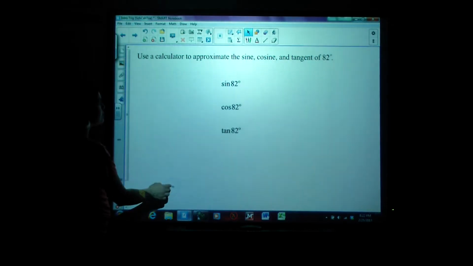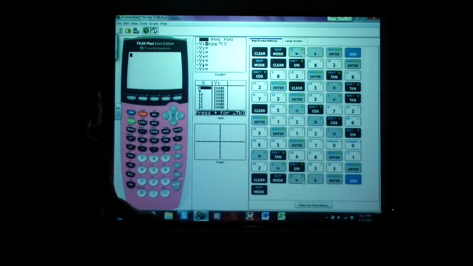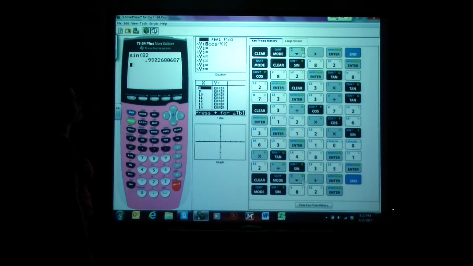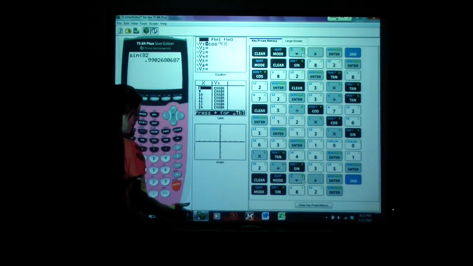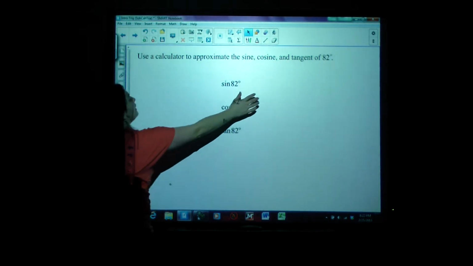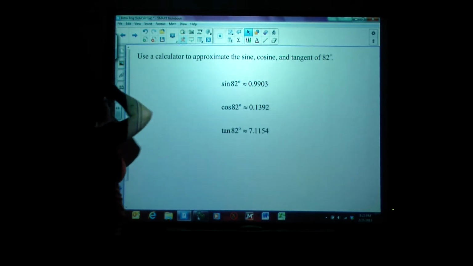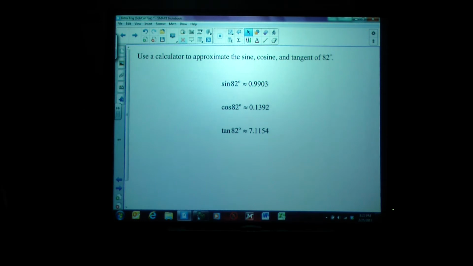So if I wanted to type in the sine of 82, I could simply do that. I just type in the sine of 82 and I get the right answer of about 0.9903 if we round. And if we double check with our calculator, you should find that when you type it in, if you're in the correct mode, the cosine of 82 degrees is approximately 0.1392 and the tangent of 82 degrees is approximately 7.1154. So just making sure our calculator is in the correct mode.